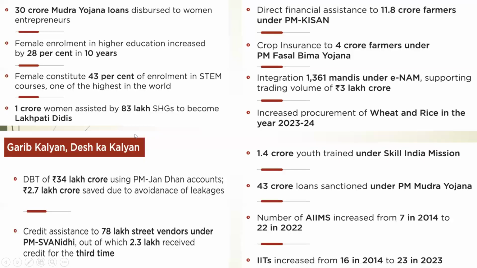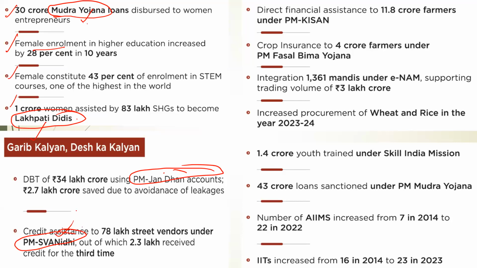Now, out of these four, the government itself has highlighted the points that it would like people to know about. For example, when we talk about female empowerment, it is specifically mentioning Mudra Yojana, female enrollment, Lakhpati Didis. When it is talking about the poor, this has been directly taken from the PIB infographics, that is PM Jan Dhan account. Similarly, here is another scheme. So the schemes that have been specifically highlighted by the government in its PIB are the schemes we will focus upon.